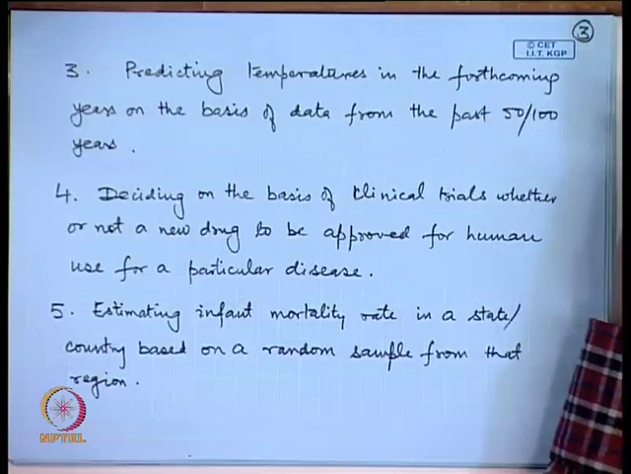Estimating infant mortality rate in a state or a country based on a random sample from that region. People talk about development. We say that a country has a high GDP, or gross domestic product, and therefore the country is on the path of growth. But from the human development index point of view, is there an overall development? So we look at other parameters such as infant mortality rate, the literacy levels and other factors. So we want to find out what is the infant mortality rate in that country.